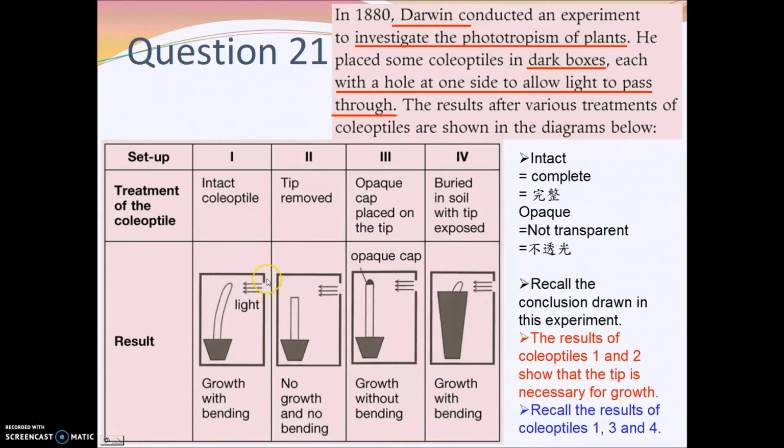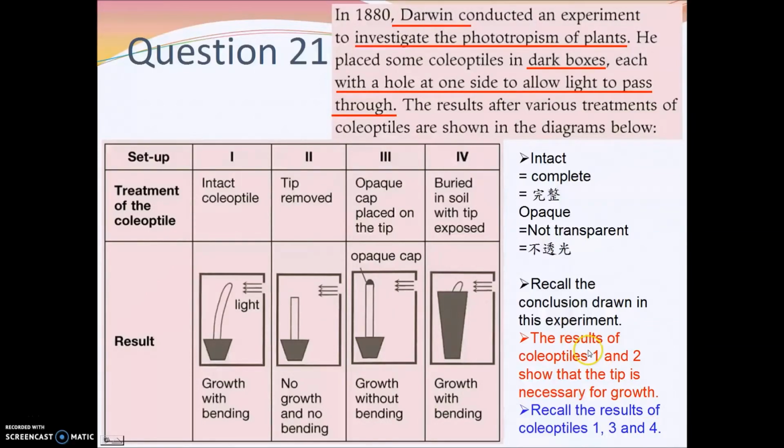Also in the dark box, and one hole is cut for creating the unilateral light, right? And for some coleoptiles, intact means the complete coleoptile, that means with the tip, and for the opaque cap, that means non-transparent, that means even if the light is shining on the tip, this opaque cap just blocks the stimulation from the light. So I want you to record the conclusion drawn in this experiment. For the results of 1, 3, and 4, actually it will be asked in the question.